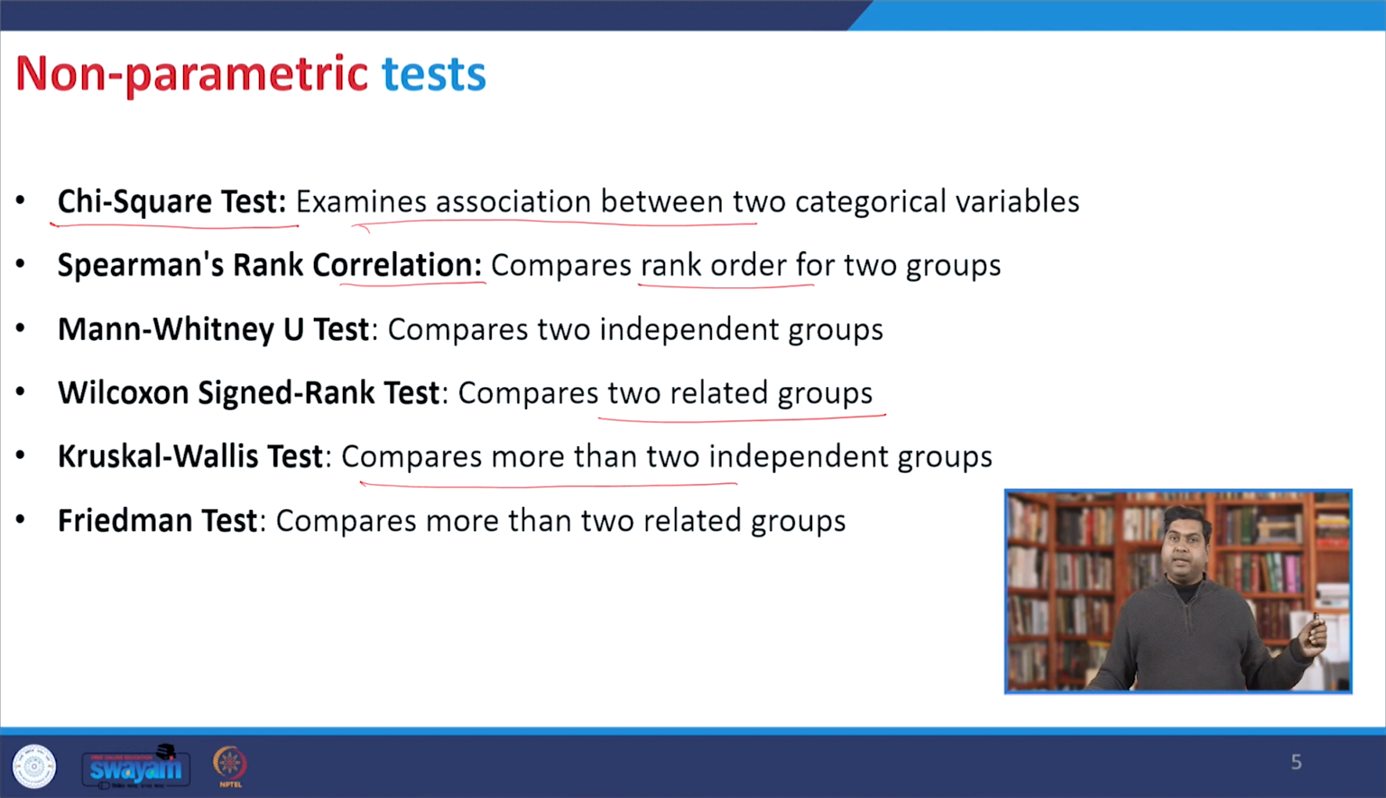So in parametric tests, we mentioned something called analysis of variance, ANOVA. So this Kruskal-Wallis test or the Mann-Whitney U test, they are, maybe you can say, comparable ones. They are also doing the same job the way ANOVA does for parametric tests. Then the Friedman test compares more than two related groups.